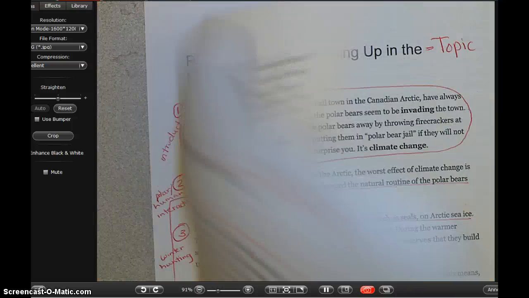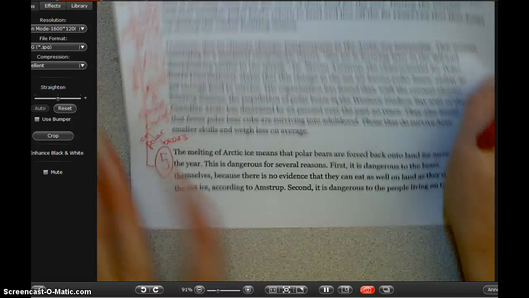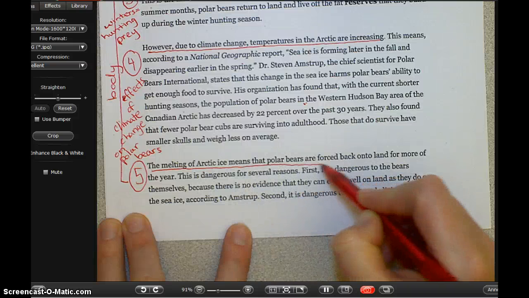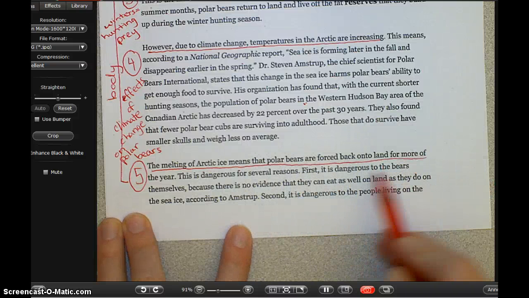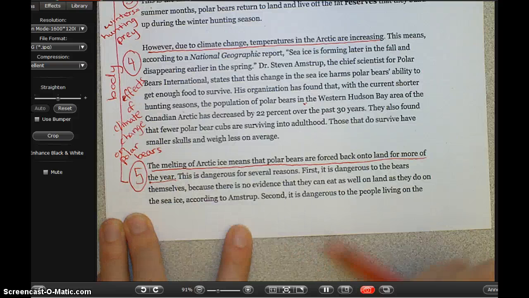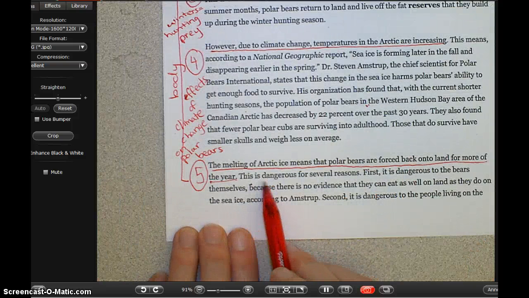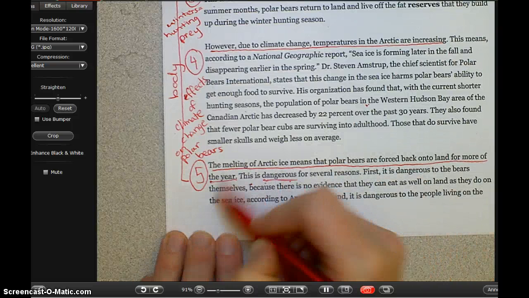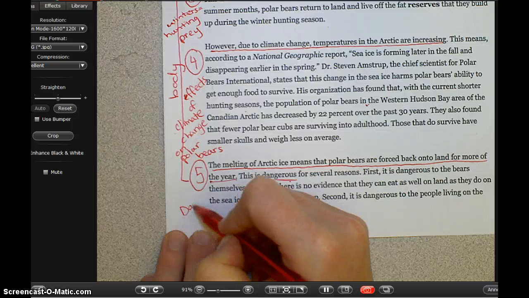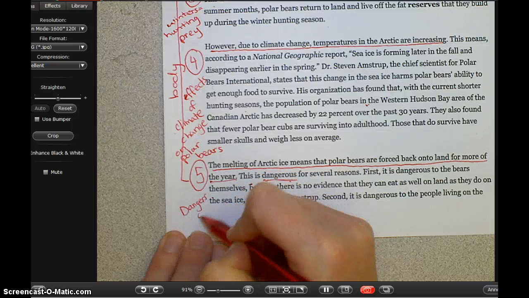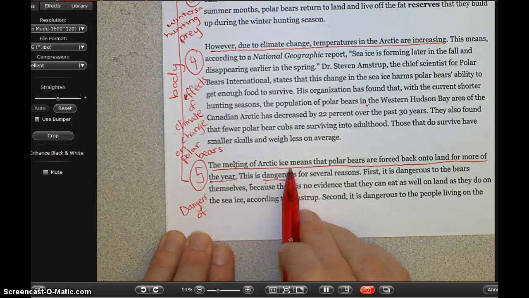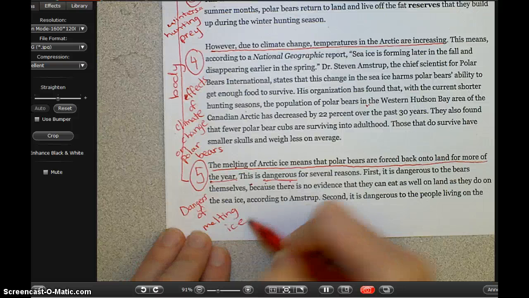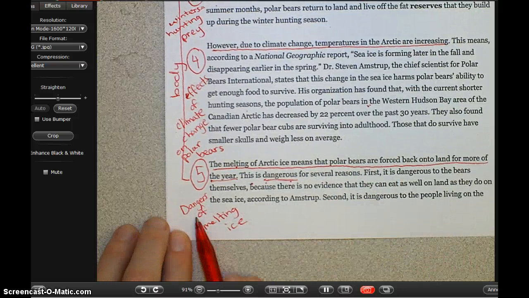So I'm going to go back to the beginning of paragraph 5. Here it is. And I'm going to underline, the melting of the Arctic ice means that polar bears are forced back onto land for more of the year. Okay? And I see in the next sentence it says, this is dangerous for several reasons. So this whole paragraph, I felt like, talked about dangers of melting ice, which is caused by climate change. Okay? So this is dangers of melting ice.